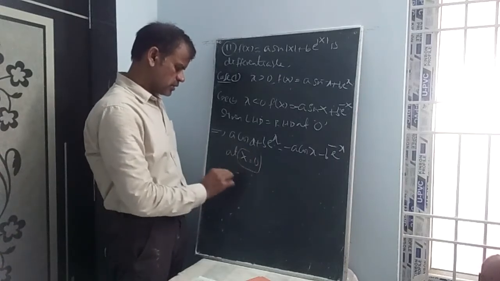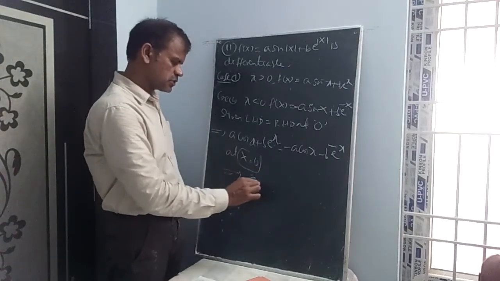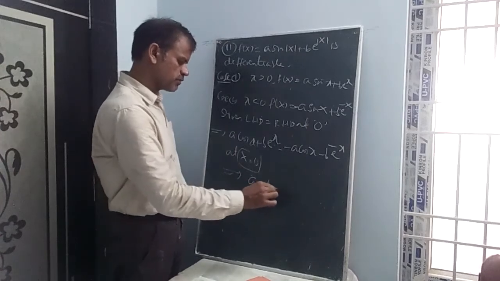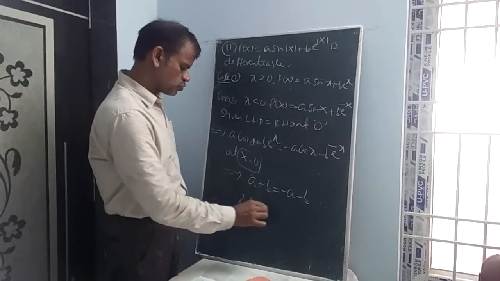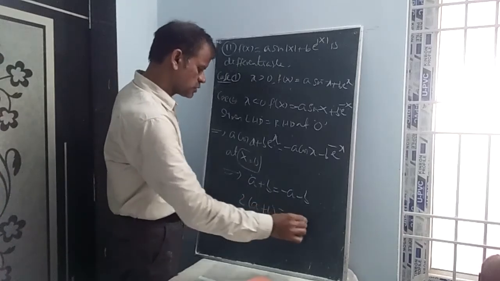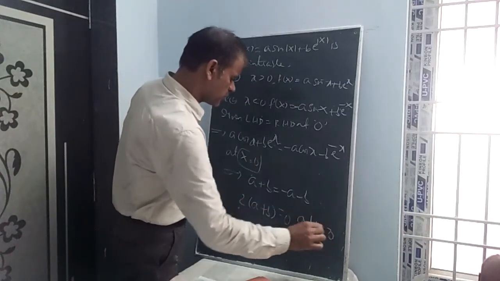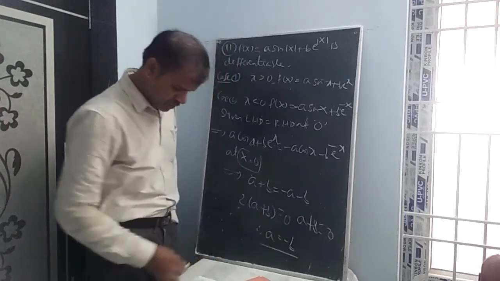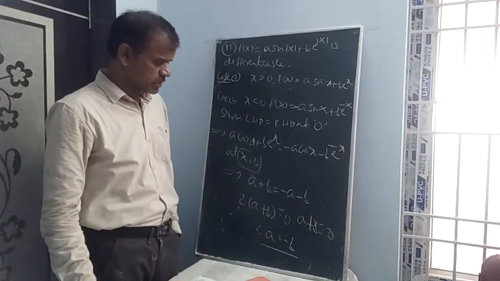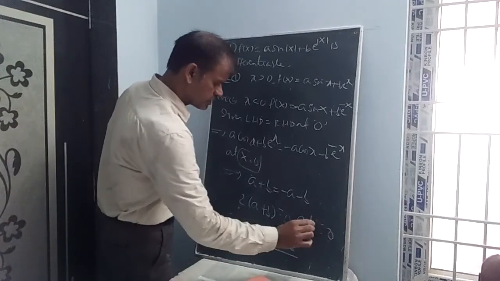That implies a cos 0 plus b into e power 0, which is 1, equals minus a minus b. Take this side, so 2 into a plus b equal to 0. So a plus b equal to 0, therefore a is equal to minus b. That is the first option: a is equal to minus b.